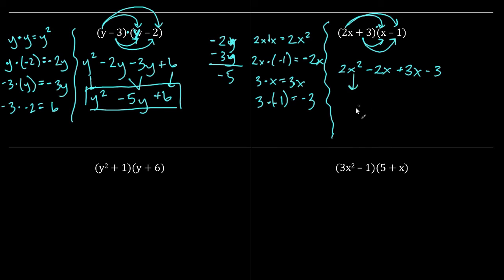So remember, highest term goes first. Minus 2x plus 3x, so negative 2x. I like writing it like this, because remember, you can put them in any order as long as the sign is there when you combine them. So positive 3, negative 2, so I get a positive 1x. So positive 1x minus 3.